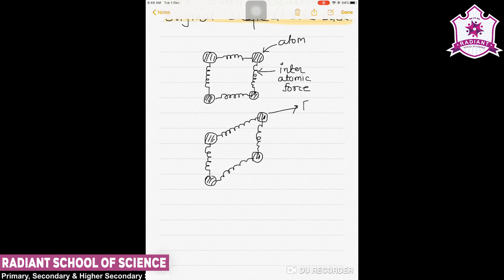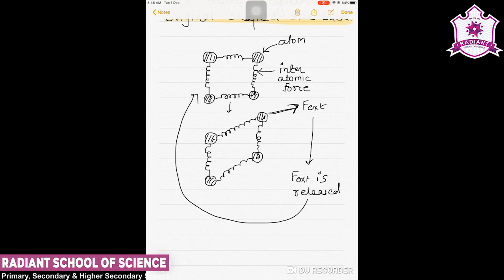So this is F external that I am applying, and it displaces the position. Initially it was like this, and after some time it is like this. But when this force is released, the system will try to get its form back. So it is clear that the elastic behavior of solids can be explained in terms of the microscopic nature of solids.